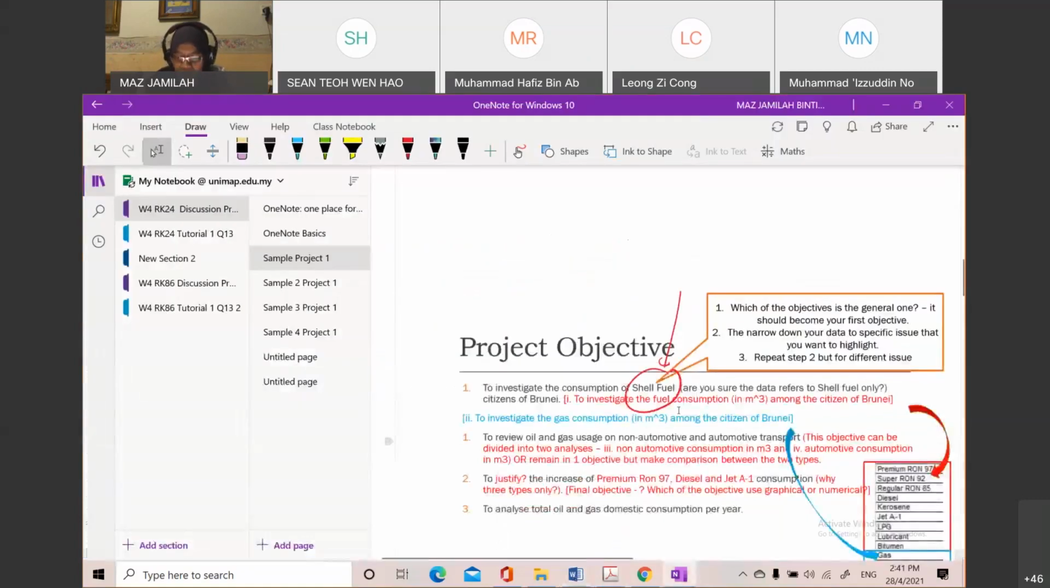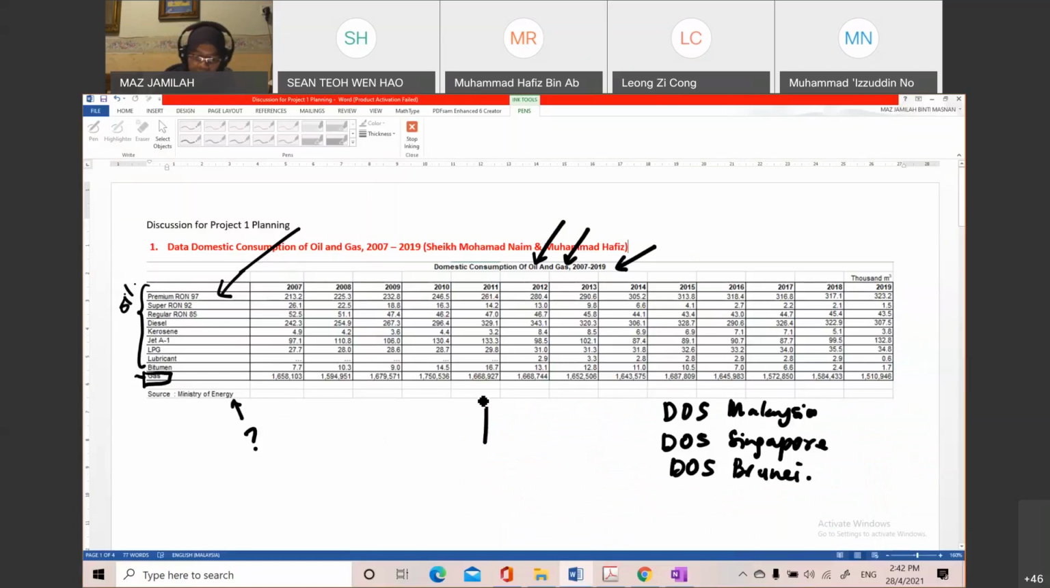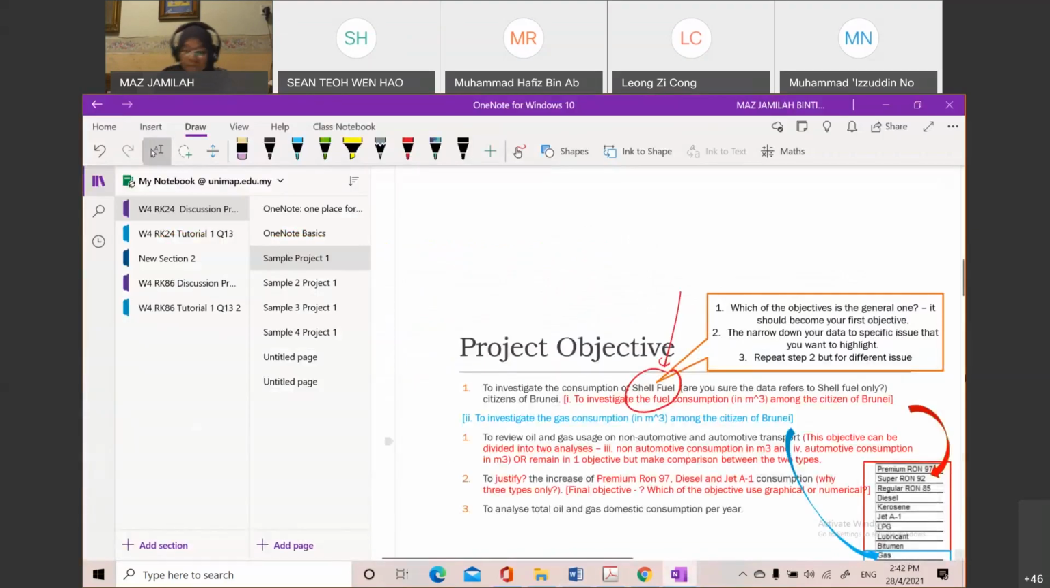Okay, if you are talking about shell fuel, it means that you are assuming all the data is from shell fuel, which is a big question mark. Because I believe for Brunei, they will collect the data regardless of any company, assuming that there are more than one petroleum company in Brunei. So go back to your project.